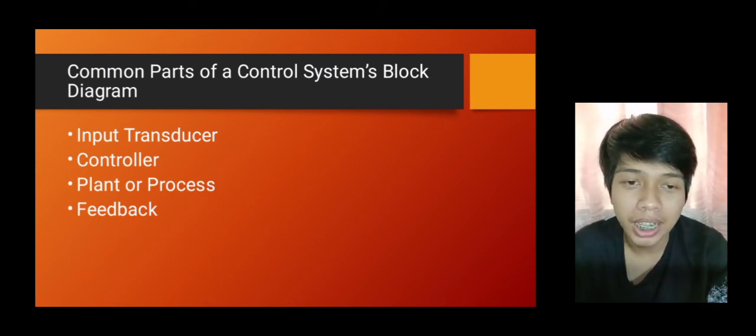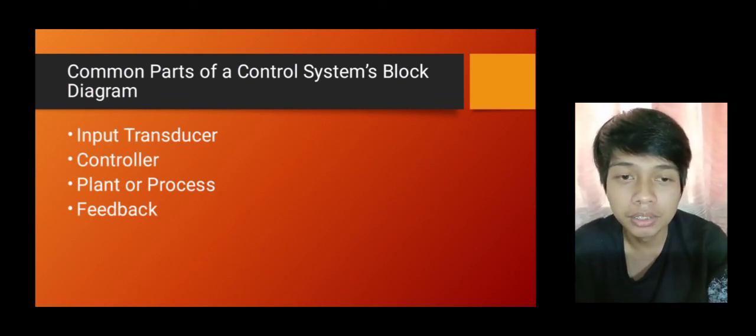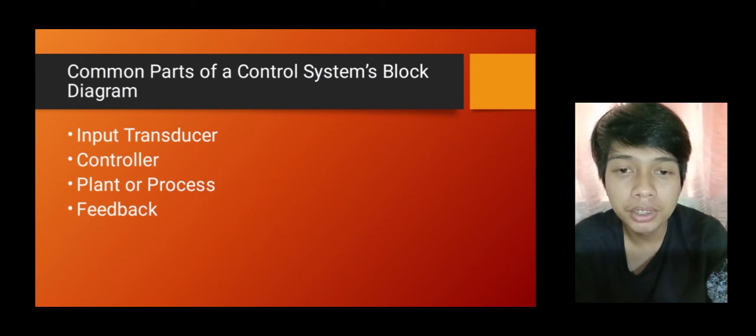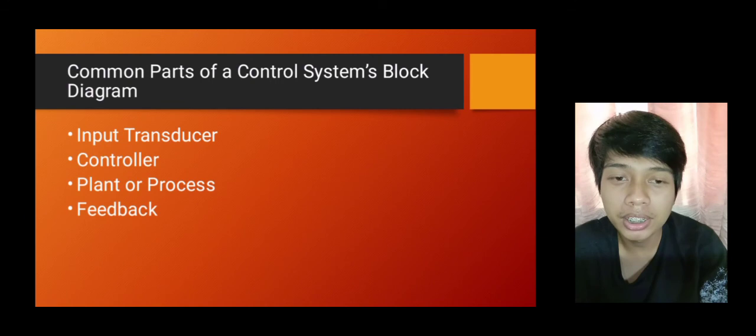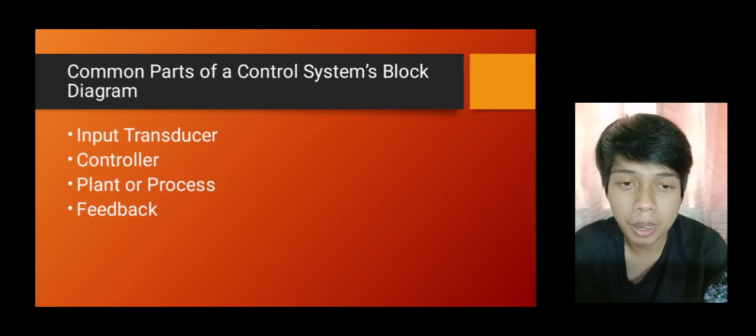Plant or process. As mentioned earlier, the plant is responsible for the main function of the system. In the case of the audio system, it could be the amplifier and the speaker. The amplifier amplifies the weak signal while the speaker converts the electrical signal to its original form.